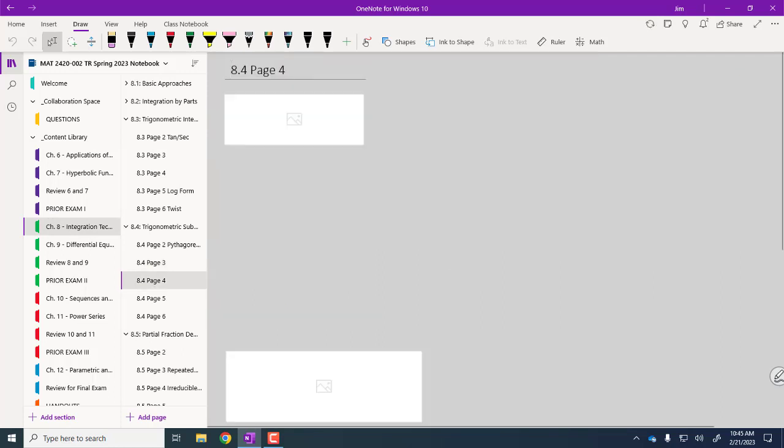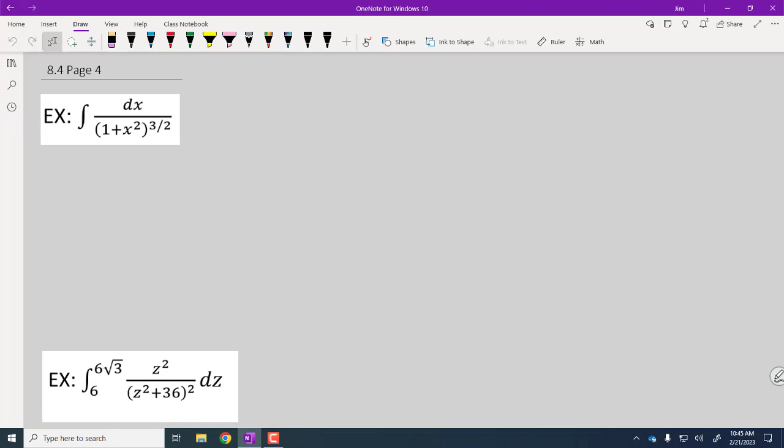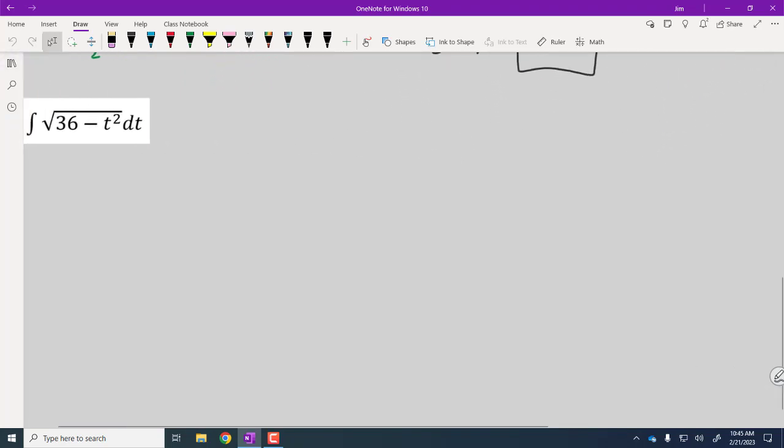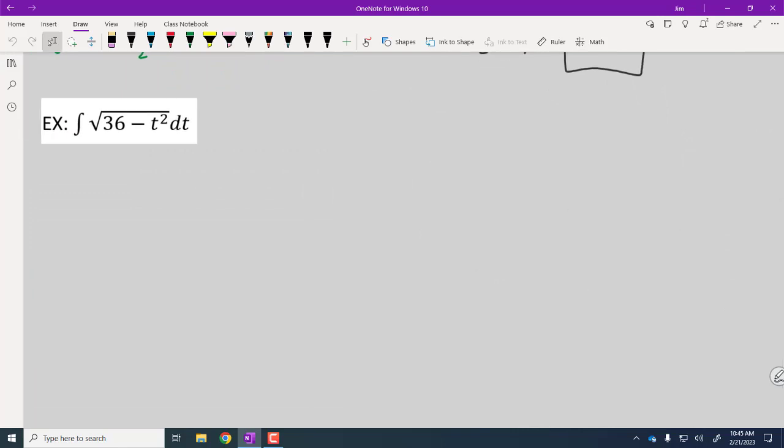All right, let's try another trig sub. Oh wait, we had one more on that previous slide, I think, at the bottom. Okay. So any questions on the worksheet, or does that make sense enough? All right. Okay, so let's do another one here.